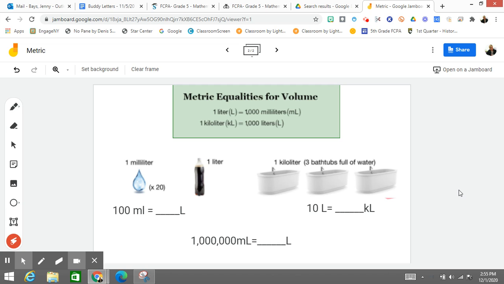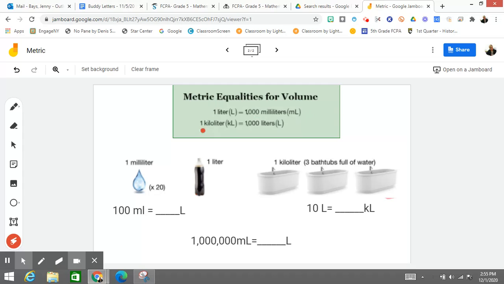Volume is like liquid measurement, like cups and pints and quarts that we did in standard measurement, but this time we're doing metric. And remember, metric follows a pattern. It's all the same. We've already learned that 1 meter equals 1,000 millimeters. We've learned that 1 gram equals 1,000 milligrams. 1 liter equals 1,000 milliliters.